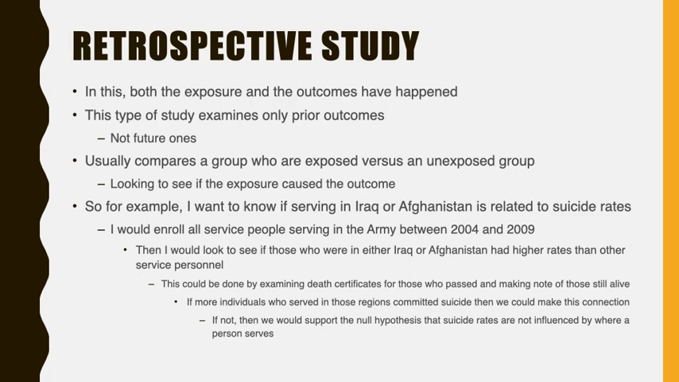In this, both the exposure and outcomes have happened. This type of study examines only the prior outcomes, not the future ones. So it's not following people forward. It is looking at, okay, this person was diagnosed, they were exposed to this. Let's see how many other people were exposed and see if they also developed it. Okay. So this usually compares a group who are exposed versus an unexposed group, looking to see if the exposure caused the outcome. So for example, if I wanted to know if serving in the military was related to suicide rates, I would look at people who might have been taking part in the Iraq War.